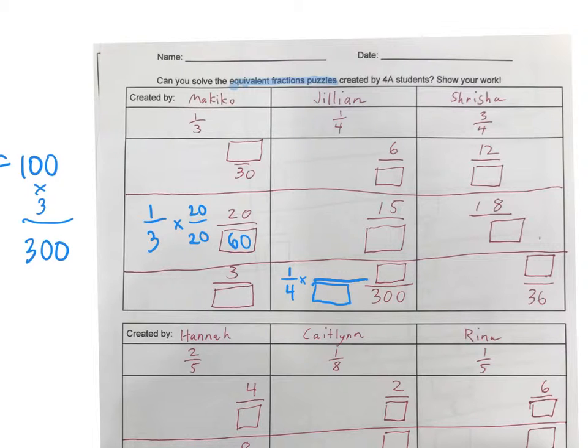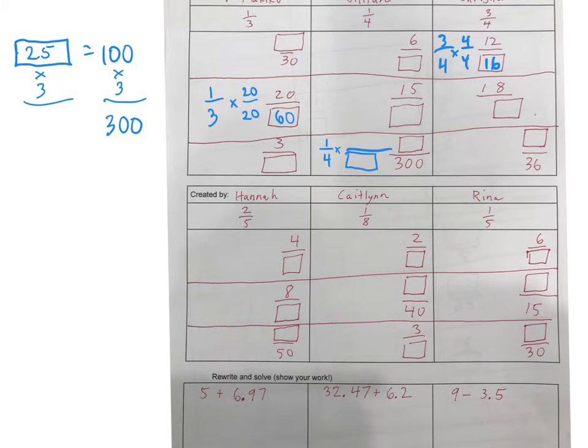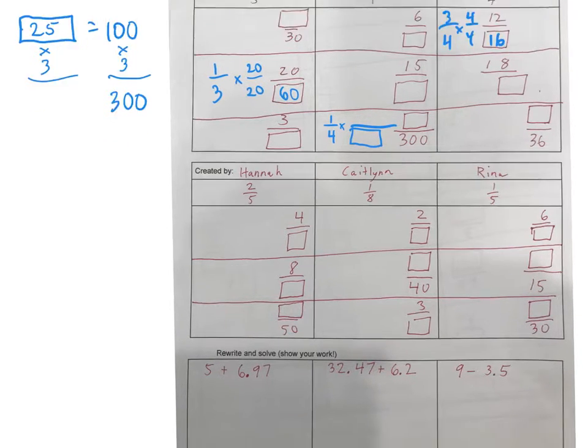Let's see, a few more. Shrisha gave us 3/4. I just wrote this one incorrectly because I forgot to put it on the right side, but 3/4 times 3 over 3 gives you 12. You're going to have 4/4 there. And then the bottom part 16, and so on and so on. And Hannah, Caitlin, and Rena, you can work on theirs using the same strategy. I think you should be okay.